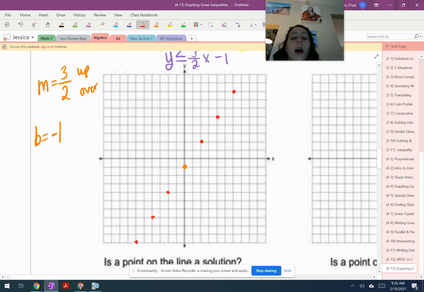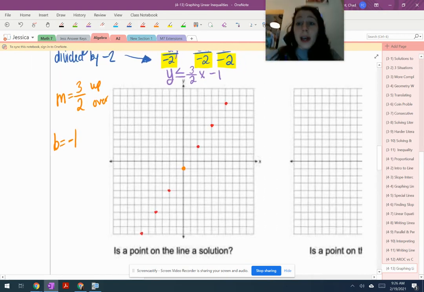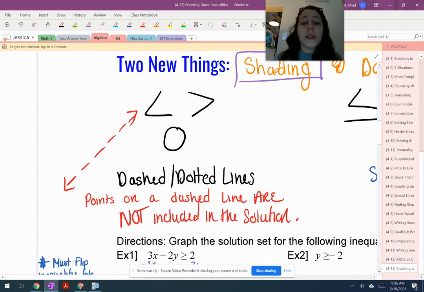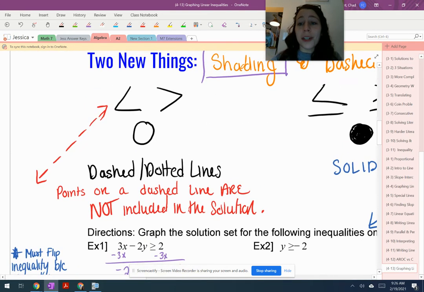All right, so now before you make the line, stop and check to make sure if you get a dashed or solid line. Remember, the not or equal to's.